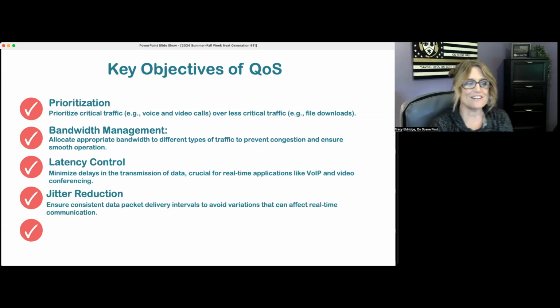Jitter reduction ensures consistent data packet delivery intervals to avoid variations that can affect real-time communication. So if you remember a couple of weeks ago, we talked about packet frame relay, or frame relay, when it comes to delivering packets of data. And if you remember frame relay, I referred to it as kind of like a relay race, right? So large amounts of data getting from one location to another.